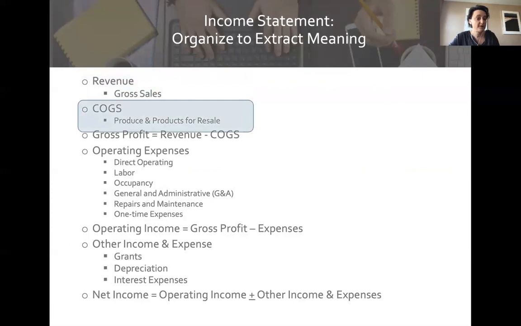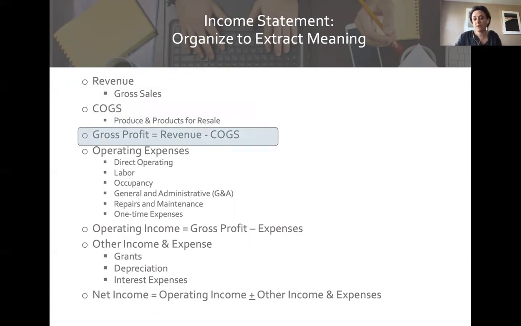Then we have our cost of goods sold, which is produce or products that we purchase for resale. So if we have a farm store, we may bring in somebody else's goods to supplement what we sell. Those are your cost of goods sold. And then we have gross profit, which is revenue minus cost of goods sold.